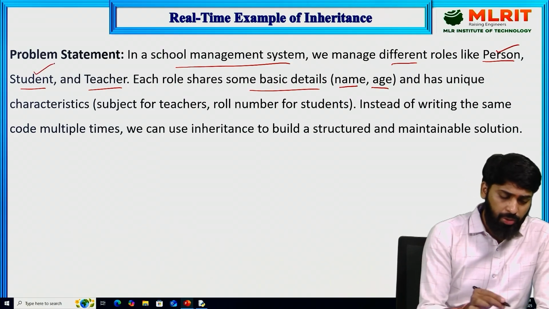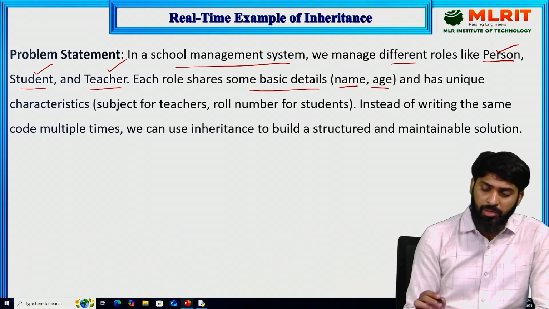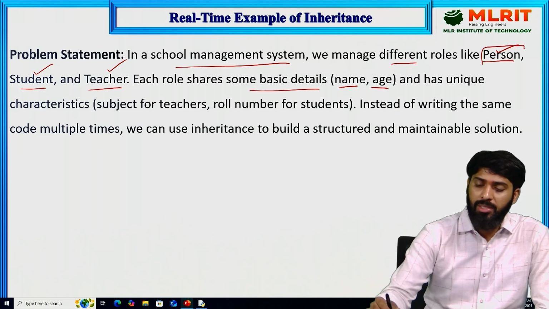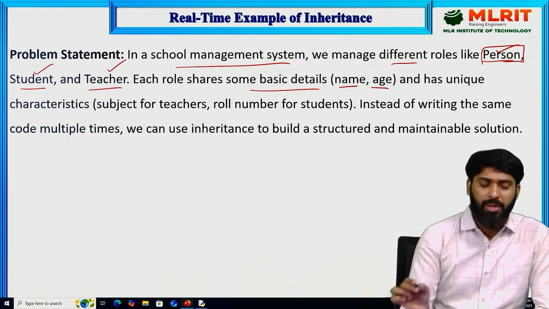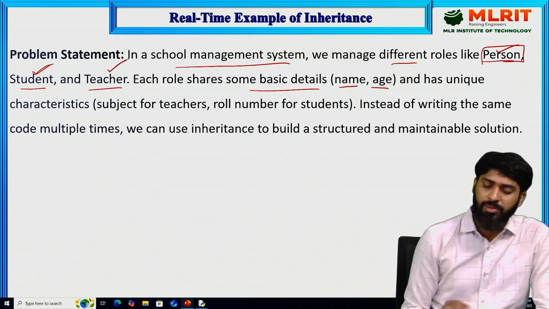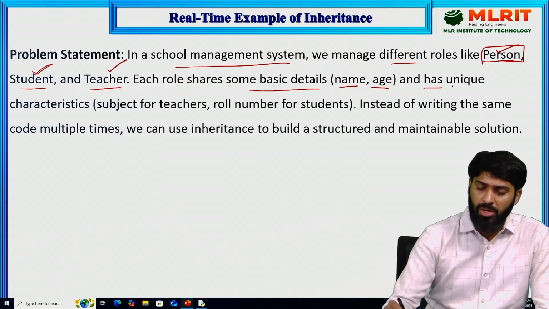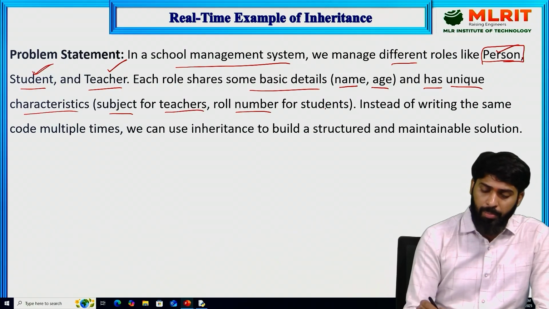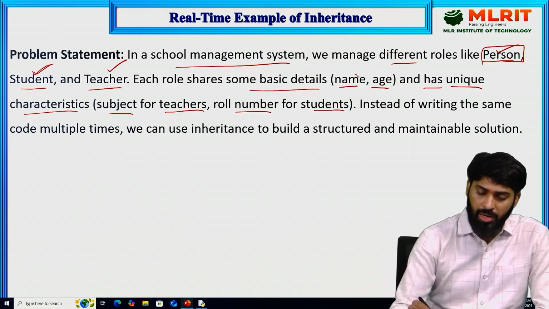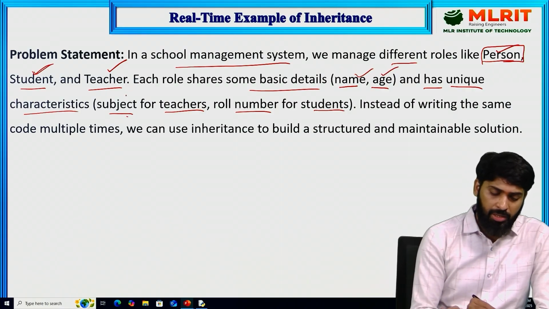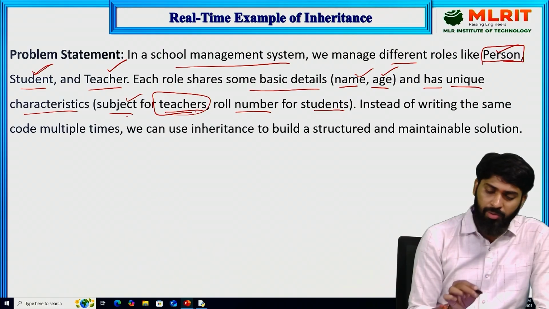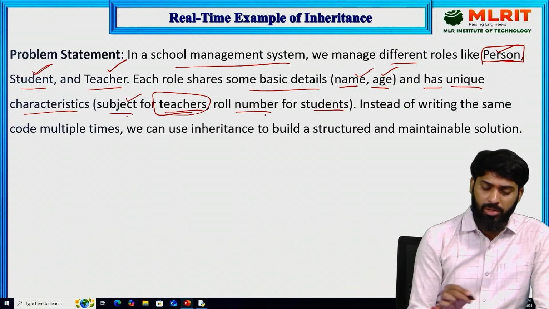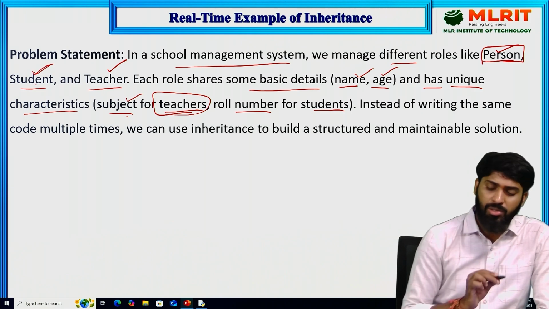person, student, and teacher. So these name and age are defined in a class person, and I inherit the person into the classes student and teacher. Along with this, there are unique characteristics: subject for teachers and roll number for students. The subject attribute is defined in the class teacher, and the roll number is defined in the student class.